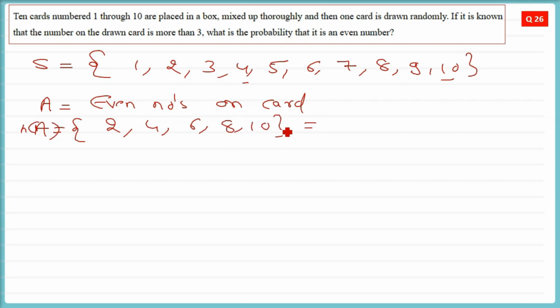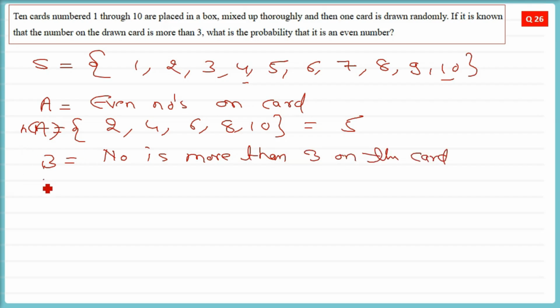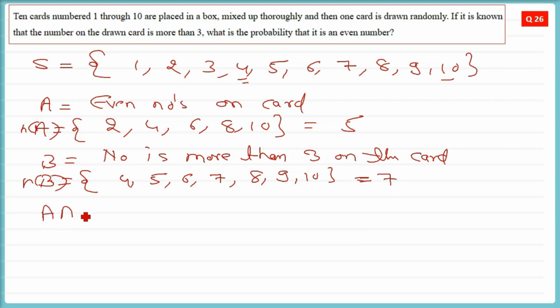Number of elements in A is how many? 5. Now B, we are making the number which appears is more than 3. So more than 3 on the card means it has to be from 4 to 10. So the set becomes like this. 3 is not inclusive. More than 3 means you have to start with 4: 4, 5, 6, 7, 8, 9 and 10. So number of elements in B is how many? These are in all 7. Now we have to find out the intersection here. A intersection B. How many values are common in both the sets? It will be 4, 6, 8 and 10. So number of elements in A intersection B is 4. Now probability of A by B.